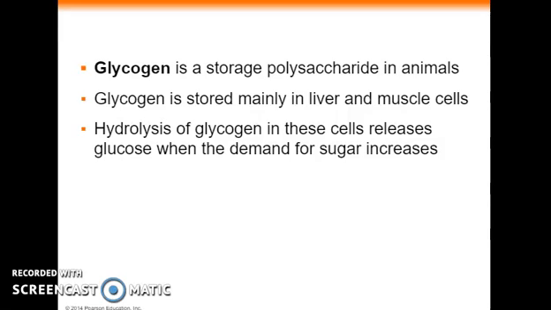Animals store glucose in a polysaccharide called glycogen. Glycogen is similar to amylopectin but more highly branched. Humans and other vertebrates store a day's supply of glycogen in the liver and muscles, hydrolyzing it to release glucose to meet the body's demands for sugar.